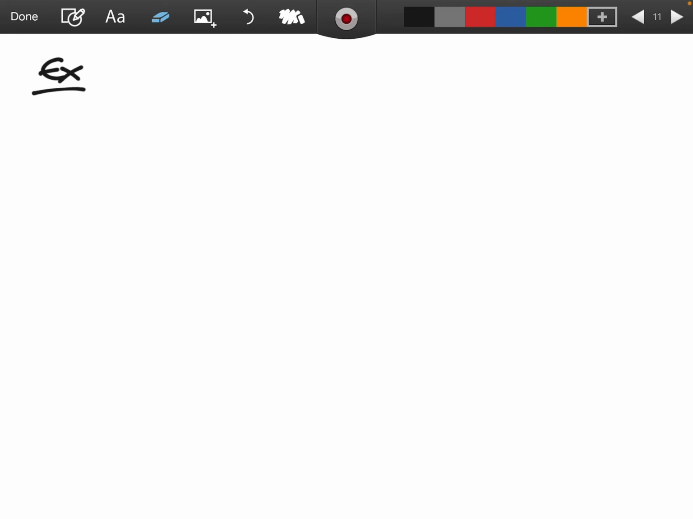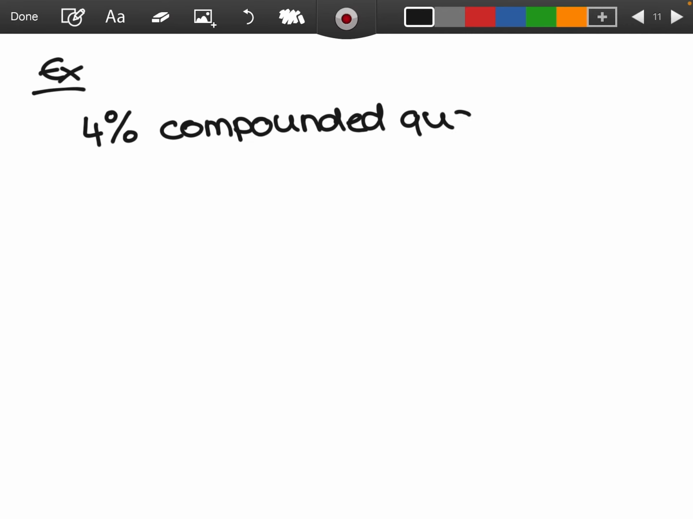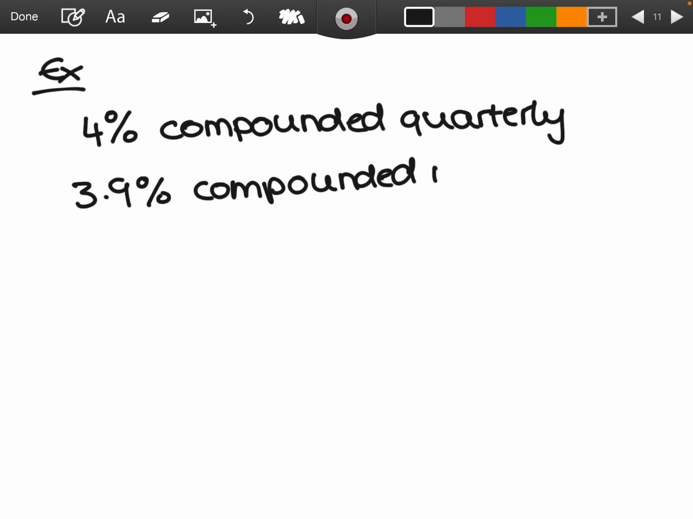So in my example, I'm actually going to compare two different savings accounts and see which one would be better. So let's say I'm trying to compare one that has 4% interest that's compounded quarterly, and another one that is 3.9% compounded monthly. And the question is, which savings account is better? Which one would give me more money at the end of the year?